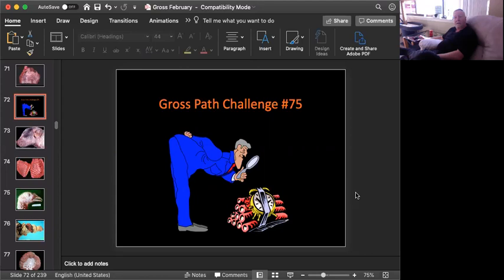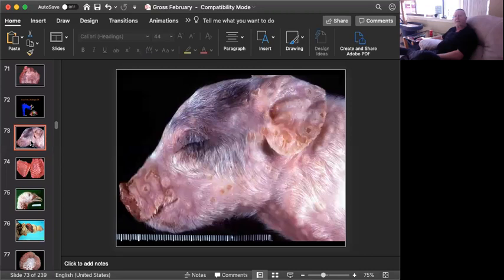And with that, let's start Growth Path Challenge number 75. Slide number one is tissue from a piglet. Can you give me a morphologic diagnosis and a cause?